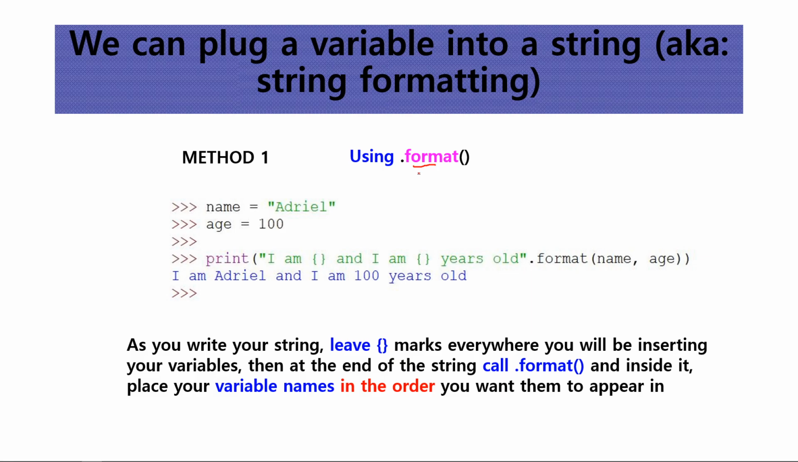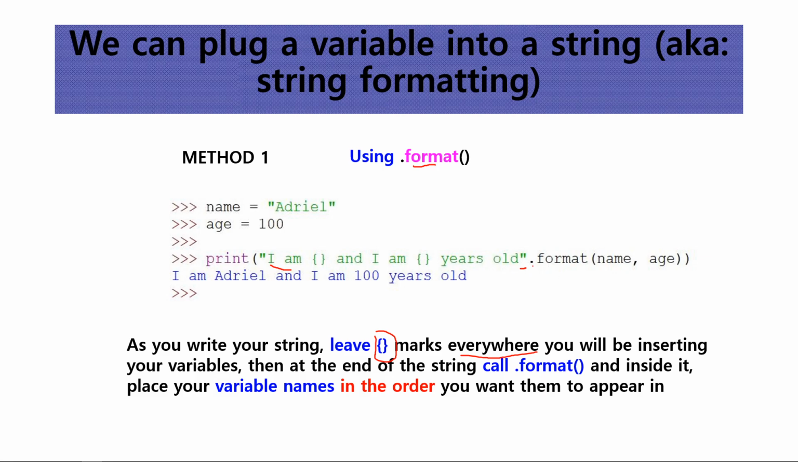So basically, what you do is you have your string here, which I'm trying to type here: I am and years old. I'm basically trying to say I'm maybe Adria and I'm 100 years old. So where you are typing your string, you want to leave the curly braces marks everywhere you plan to be plugging in your variables, and everywhere is really important. Now, when you finish typing your string, you will call this method dot format. This dot is important as well.